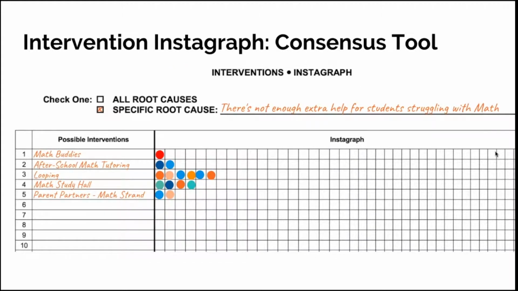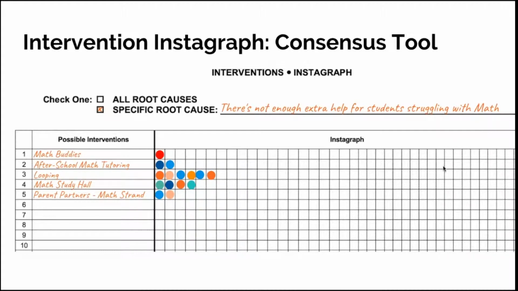Here's what the Instagraph looks like. And again, this is a consensus tool. It helps us see very concretely where we have consensus and what we need to talk about. So at the top, we check: is this for all of our root causes? Are we looking at general interventions, or is this for a specific root cause? And then we list that specific root cause. Over on the left-hand side, during your meeting, you fill in possible interventions. In this case, we have math buddies, after-school math tutoring, looping, math study hall, parent partners, math strand.